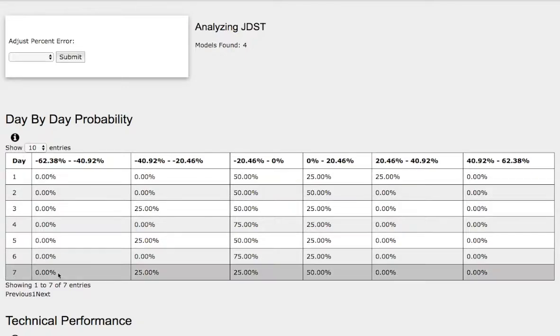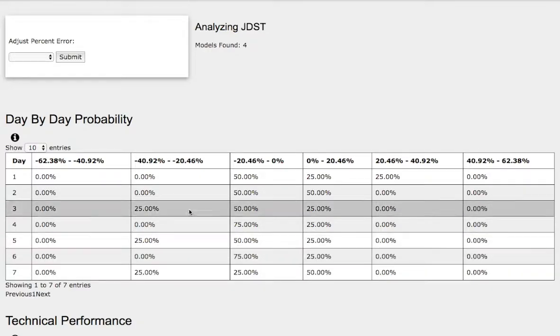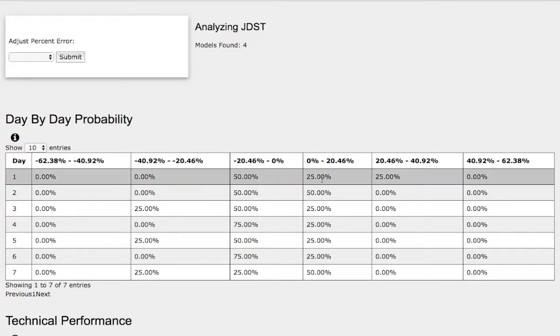As we progress to the 7th day, we have a 50% chance for JDST to climb higher between 0 to 20%, a 25% chance for it to fall between 0 to negative 20%, and, in a further extreme case to the downside, a 25% chance to fall between negative 20% to negative 41%. So we'll be using up 20% and down 20% as our support and resistance.